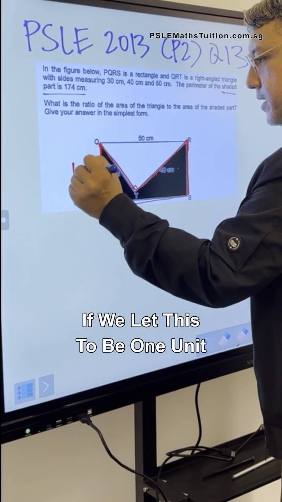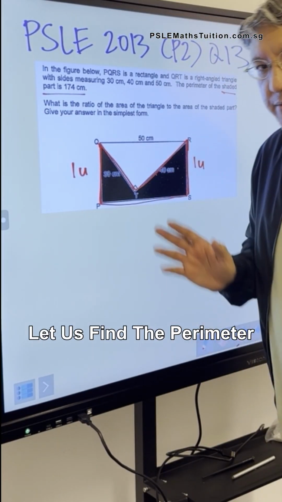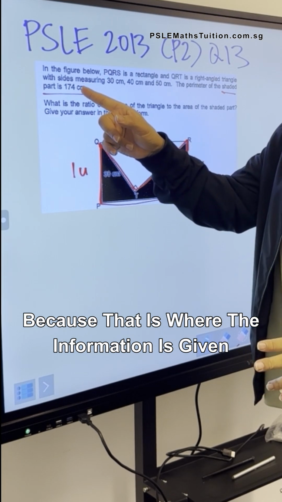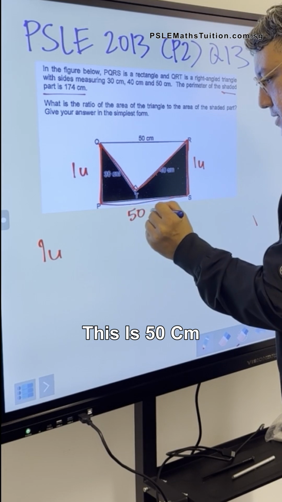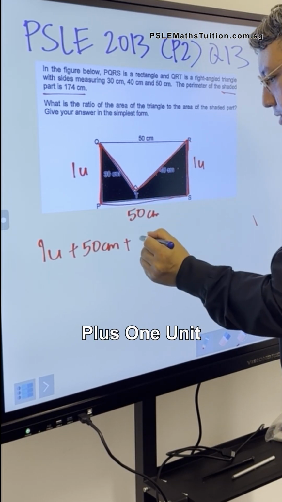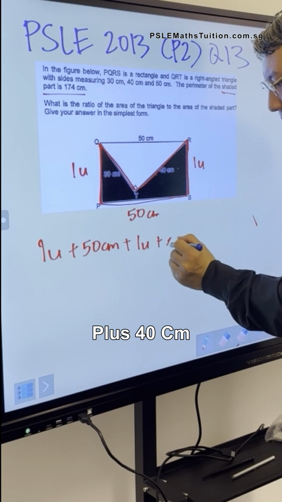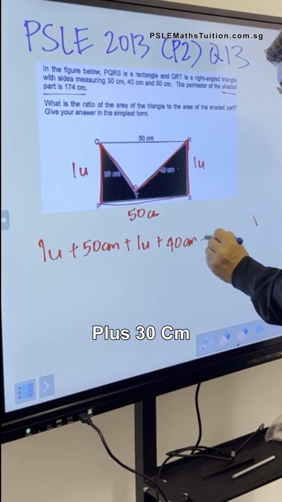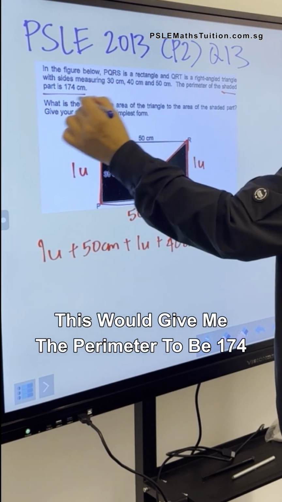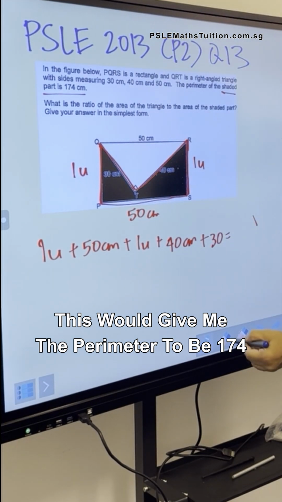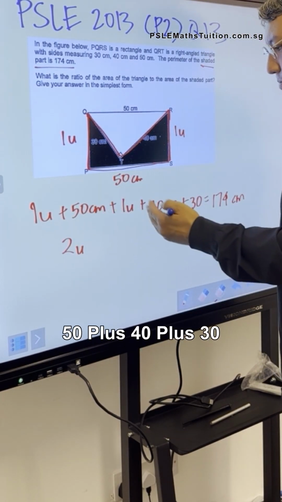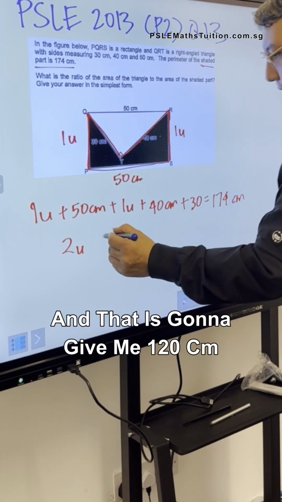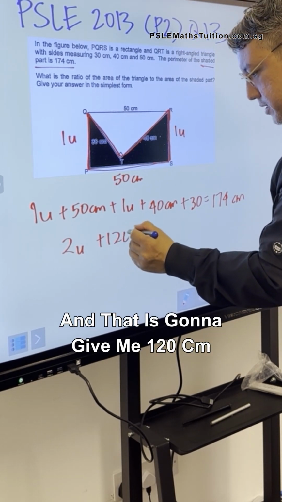If we let this be 1 unit, let's find the perimeter because that's where the information is given. So 1 unit plus this 50 cm plus 1 unit plus 40 cm plus 30 cm would give me the perimeter, 174. 1 unit plus 1 unit gives me 2 units. 50 plus 40 plus 30 gives me 120 cm.